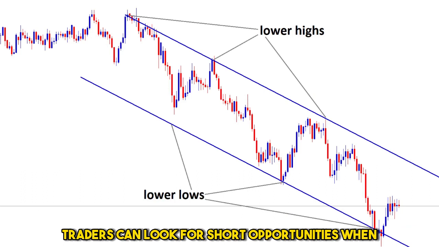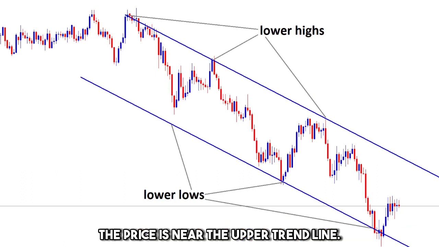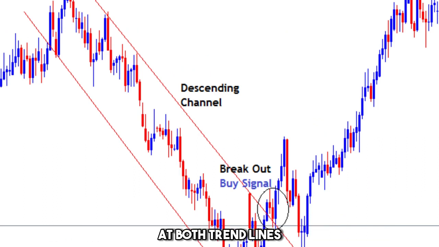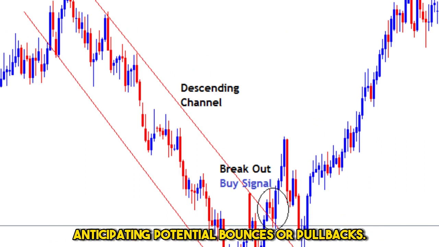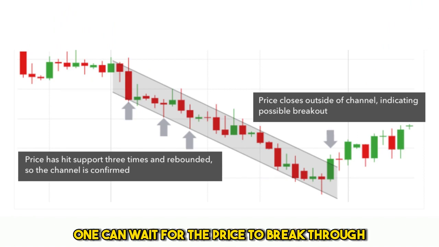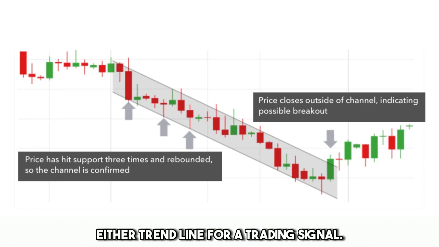Traders can look for short opportunities when the price is near the upper trend line. Aggressive traders might even trade long and short at both trend lines, anticipating potential bounces or pullbacks. Alternatively, one can wait for the price to break through either trend line for a trading signal.